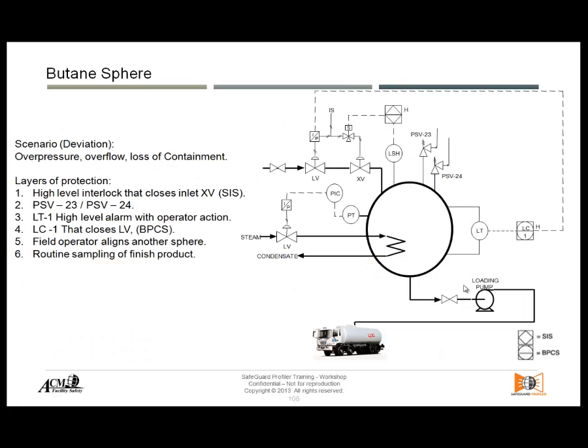Okay. So in the scenario, we have the deviation: overpressure, overflow, loss of containment through the PSVs. The layers of protection that the hazard and operability study team found include a high-level interlock that closes XVCs, safety instrumented function 1, which is this one here.